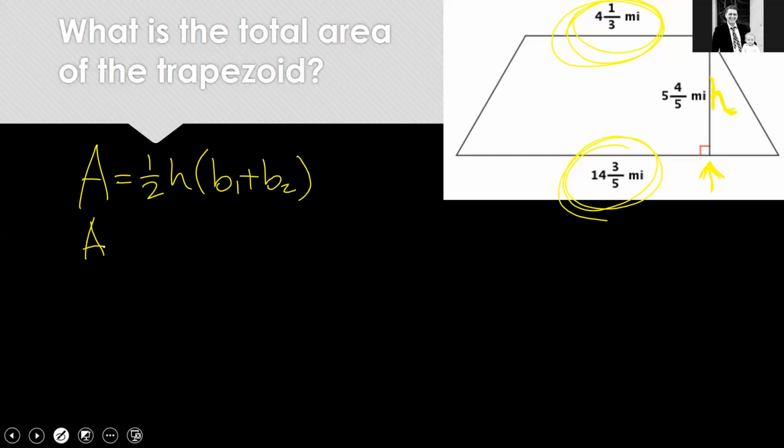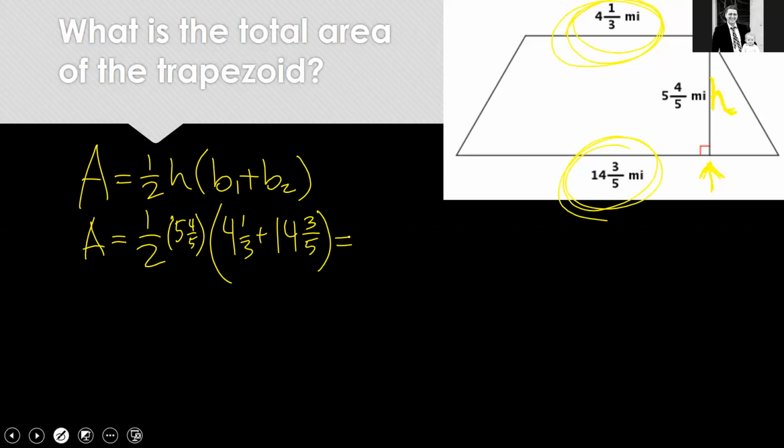So in this case, area is going to be equal to 1/2 my height, which in this case is 5 4/5, multiplied by the sum of 4 1/3 plus 14 and 3/5. And then again, I'll plug that into my calculator.